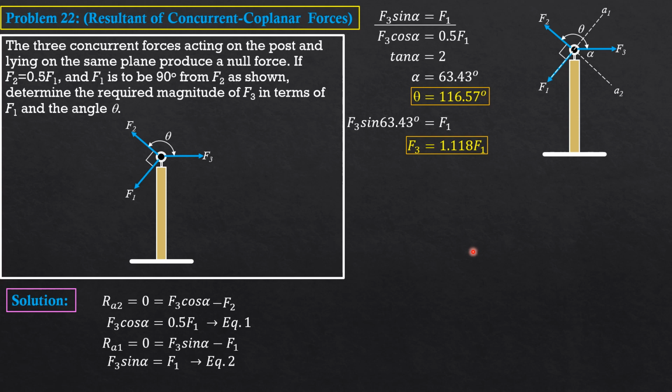Now for your part, we have here three concurrent forces also, and the resultant is also 0, or these three forces which lie on the same plane produce a null force, or the resultant is 0. So you are required to solve for alpha and beta.